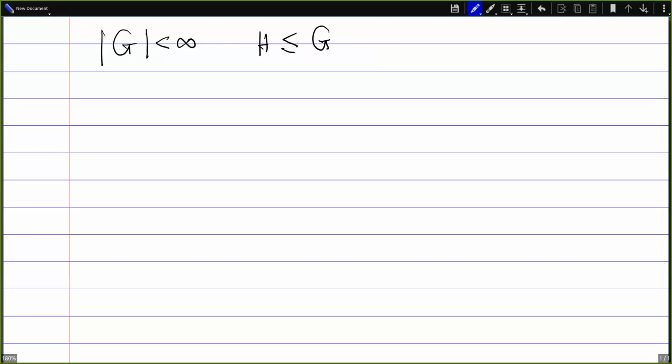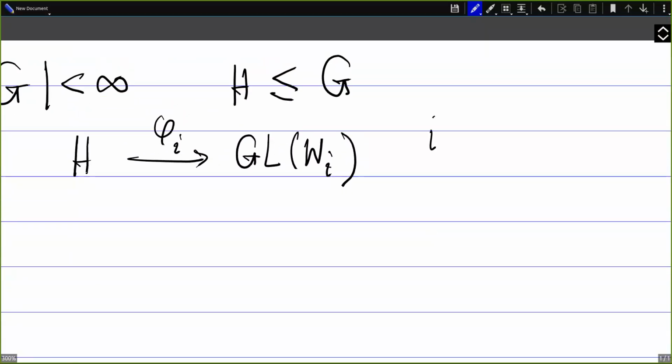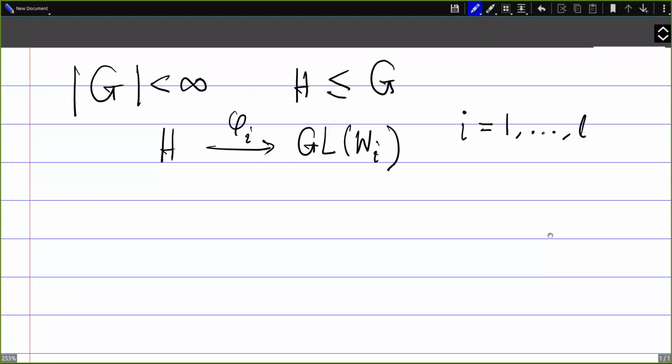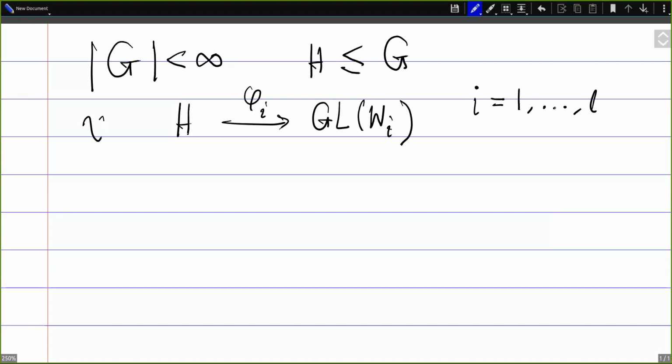Then suppose phi_i from H to GL(W_i), where i runs from 1 to L, are the inequivalent irreducible representations of H, and I assume that they have characters, let's say psi_i.